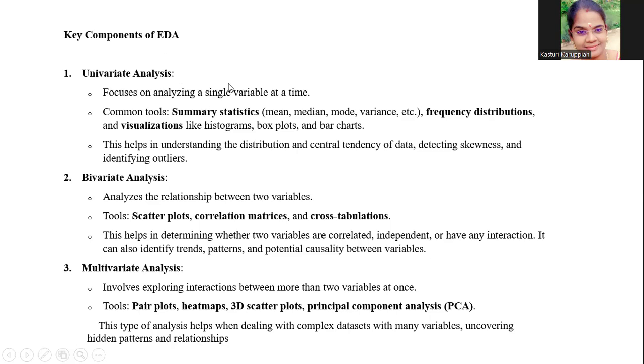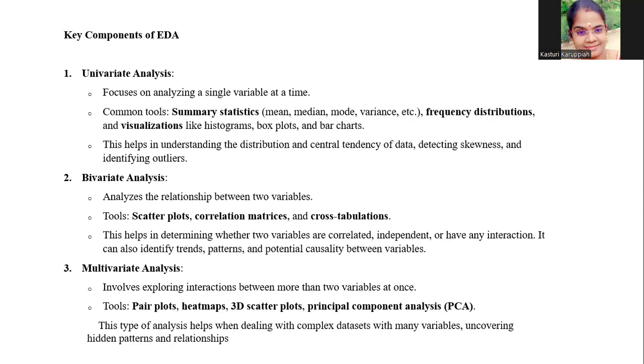Okay, this is for a single variable. How do I analyze a single variable? Now comes two variables. How do we analyze the relationship between two variables? Using scatter plots, correlation matrix, and cross tabulation. What is the relationship between sales and advertisement? Between sales and cost price? Between sales and quality? Likewise, you can do all those analyses using tools like scatter plots, correlation matrix, cross tabulation, etc. This helps in determining whether two variables are correlated.